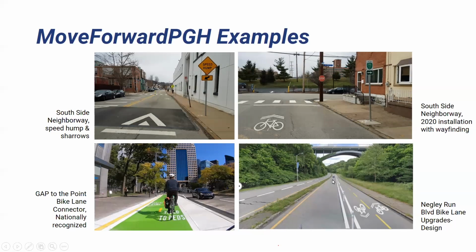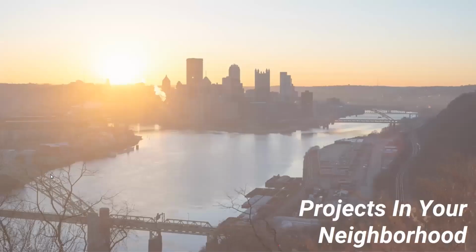And then we have Negley Run Boulevard, where we created a protected two-way bike lane, as you can see with a bollard in there, and also the buffered bike lane. You can also create a concrete buffer, a complete separation, with a gap-to-point bike lane connector, where we did that to ensure a complete safe separation of the bicyclist from the motorist on that corridor.